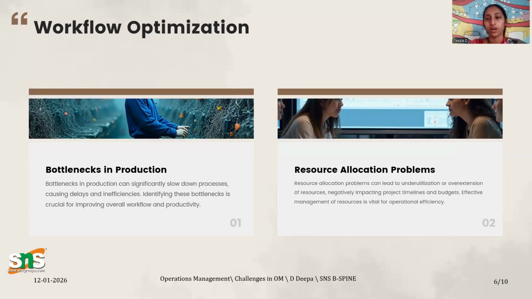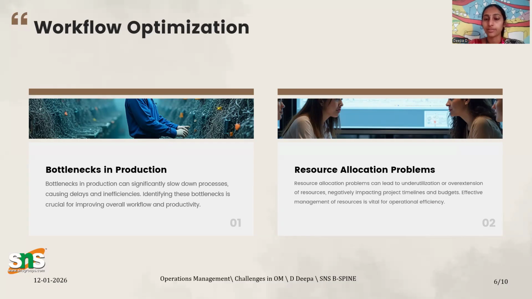Workflow: how the production process works, and what challenges happen inside it during production. The first one is bottlenecks in production, in the sense of a slowdown in the process, causing delays and inefficiencies. Say you have to complete your production within 10 days, but the process is exceeding 20 days. The process is getting slowed down. That is the bottleneck, where you need to identify the gap where it is lagging.